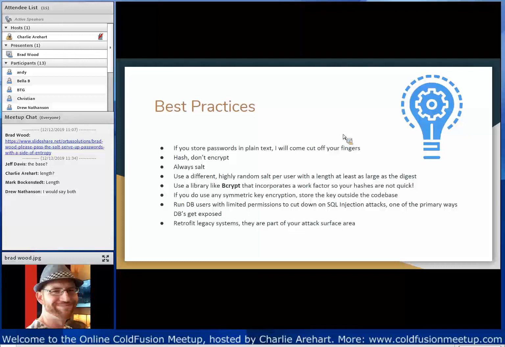Always salt. Don't just take the user's password and directly hash it. You always want to add a salt to it. Of course, again, bcrypt does all this for you. It makes it easy peasy. You want to use a different, highly random salt per user, so not the same salt. Every single user gets their own salt. A GUID is a very good salt to use. Libraries like bcrypt do all of this, and they include the work factor, so your hashes are not quick.